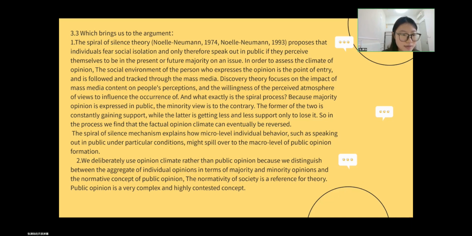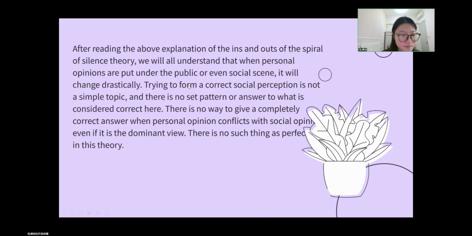The second argument we can use is the climate of public opinion, not public opinion. After reading the above explanation, we will all understand that when personal opinions are put under the public or even social science, it will change drastically. Trying to form a correct social perception is not a simple topic, and there is no set pattern or answer to what is called correct here. When the potential opinion conflicts with the social opinion, even the mainstream opinion has no way to give the right answer to the conflict. In the theory, there is no such thing as perfection.